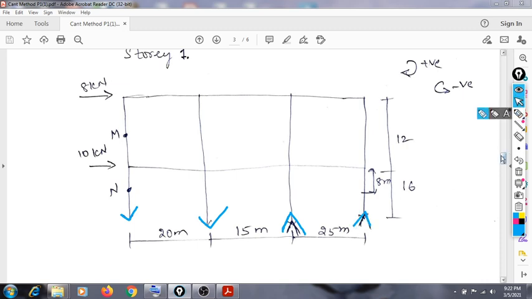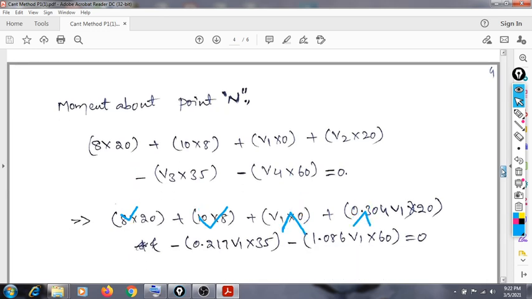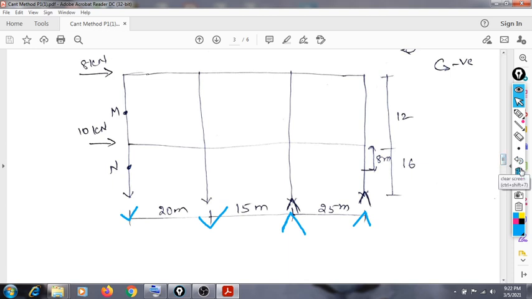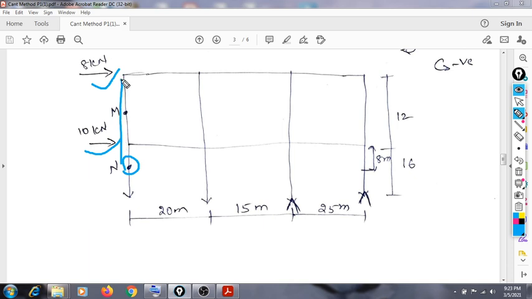And next, moment about point n, moment about point n, this one. So when we are calculating moment about point n, we can see the forces 10 kilonewtons, 8 kilonewtons at the distance. This is 8 and this is 8 plus 12, 20, and we have other forces. This is v2, this is v3 and this is v4, all in terms of v1.